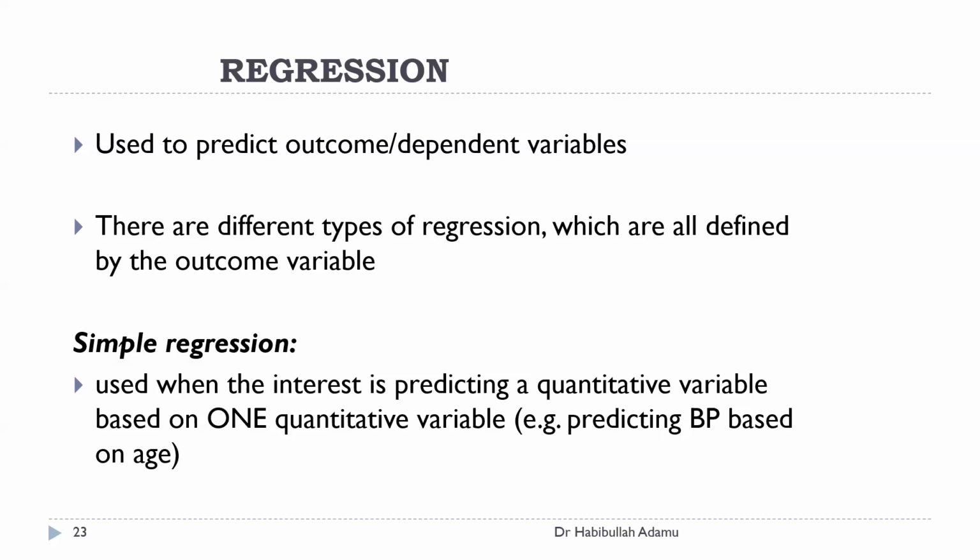If in your research, one of the objectives is to determine the predictors, the predictors of certain diseases, your right application to use is what? Regression. Regression is of various types. We have simple regression, multiple regression, and logistic regression.